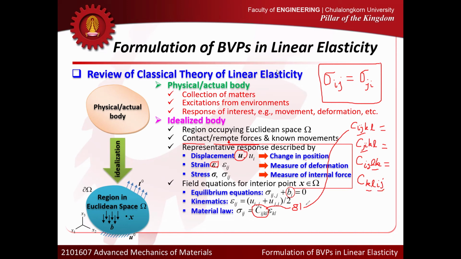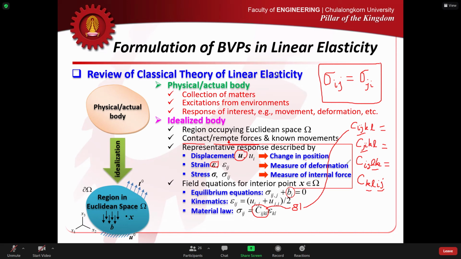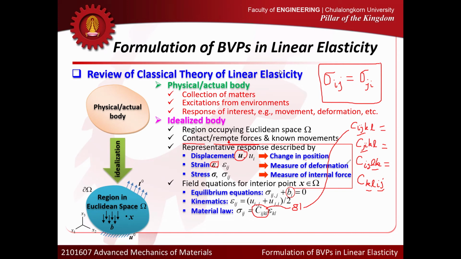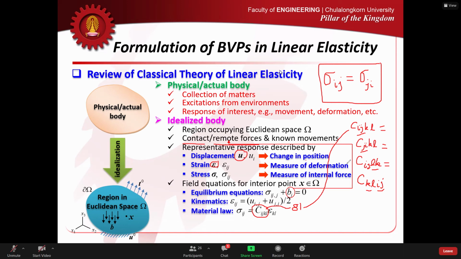So for a general anisotropic material, we have 21 independent constants. But you can further reduce. For example, if you look at the monoclinic system, you can reduce further to 13 constants, right? And if you look at, for example, orthotropic material, you can reduce further to 9 constants. Or for the simplest one that you can deal with, the isotropic case, you have only 2 independent constants. Okay, so that is the material properties.